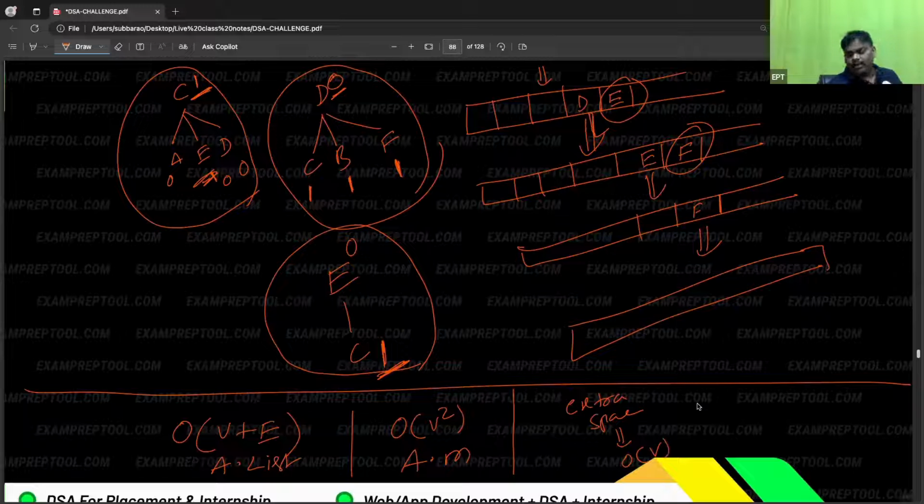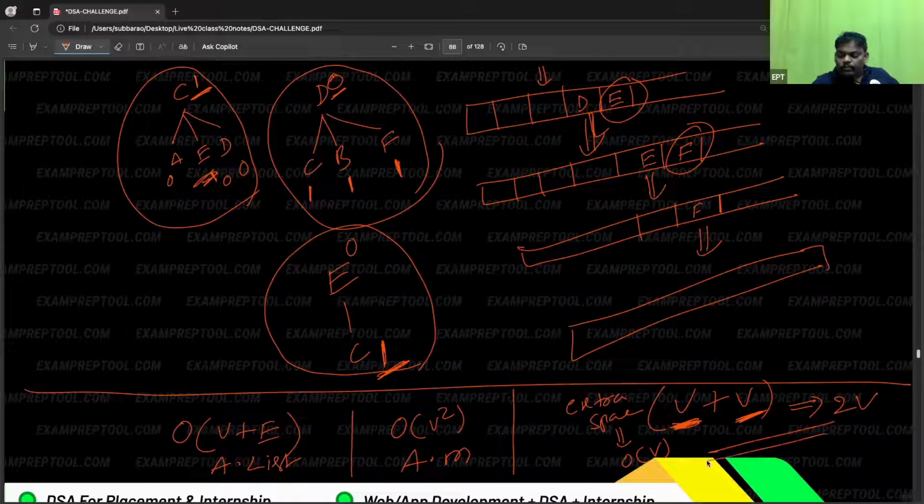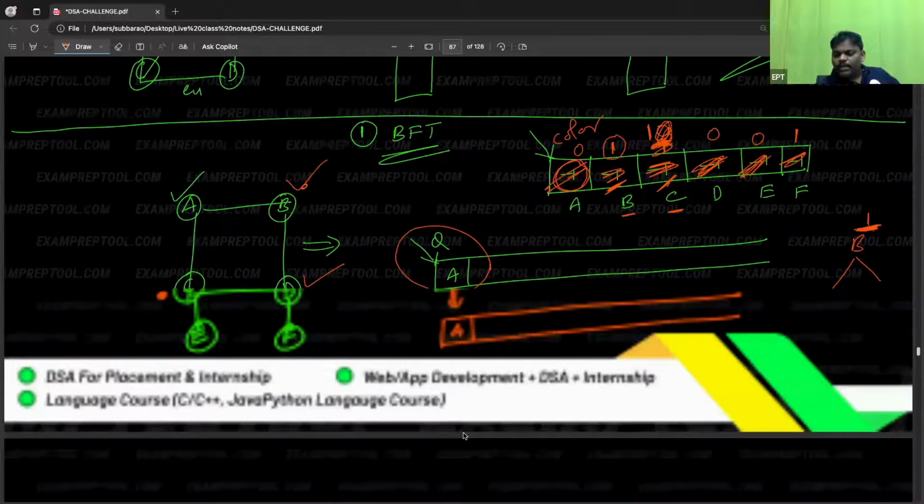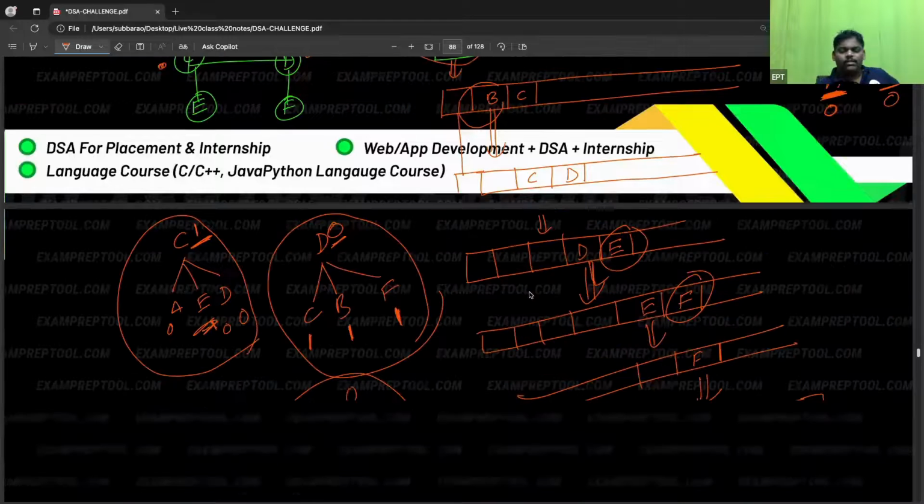If you want a visited array, one more V, so totally order of V plus V, 2V, which is nothing but order of V. V for the color array purpose, and V for the Q purpose, totally 2V, which can be written as big O of V. So using BFT, this is the story. Simple, very simple, just BFT. Other than this, nothing.